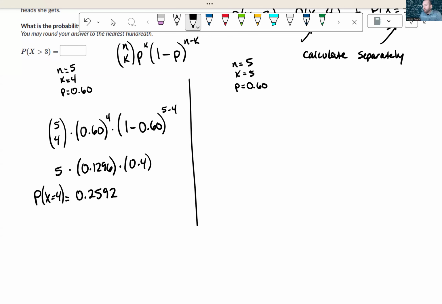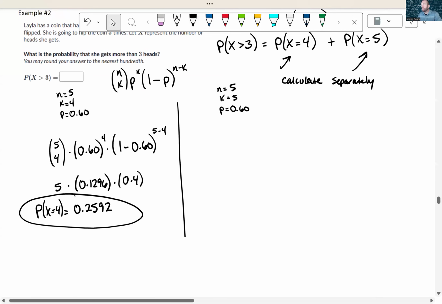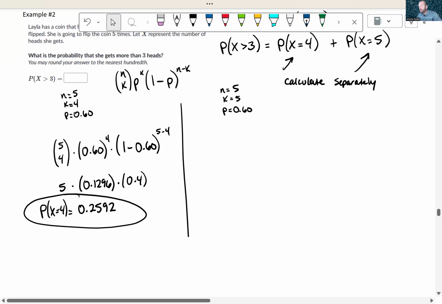0.2592. Now I went out a few extra decimal places, even though it says to round to the nearest hundredth, because when we add these together, it's always a good idea to go out a couple more decimal places and then round at the very end. That's just a good rule of thumb for any time that you're doing decimal rounding. Go out a couple extra place values, and then round at the very end.